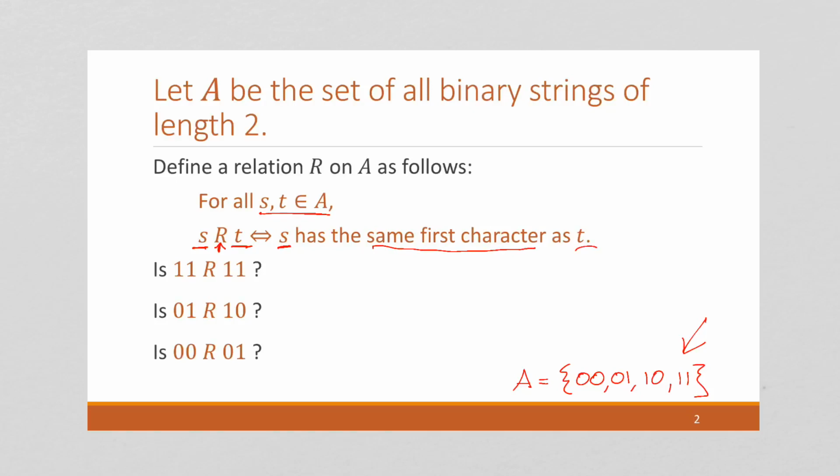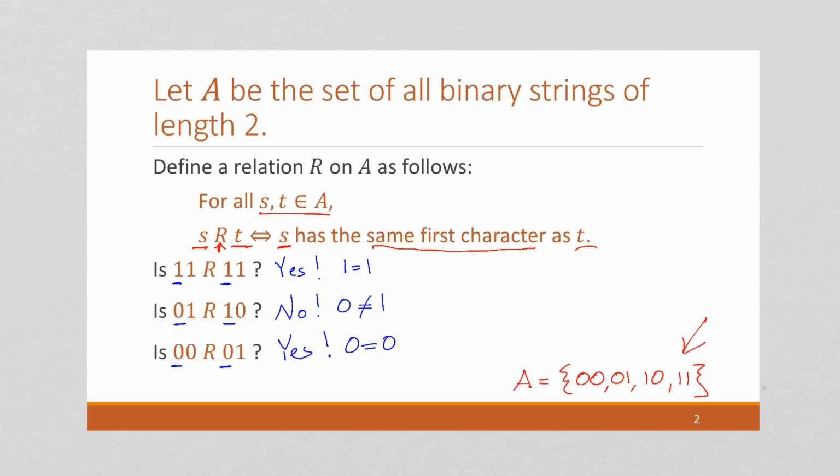So let's take a look at this. Is 1, 1 related to 1, 1? Yes, because looking at their first characters, they're the same. Because 1 equals 1. Okay, how about is 0, 1 related to 1, 0? No, because the first character in both of these is not the same. Right. And in this last one, we can see that these two strings are indeed related because, again, 0 is equal to 0. So this is a relation on A.